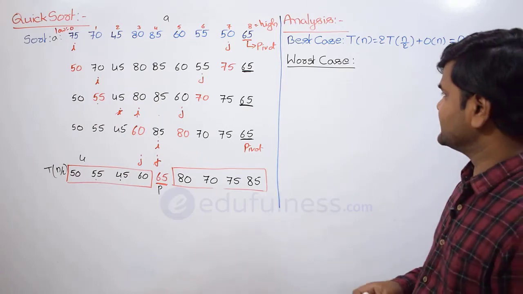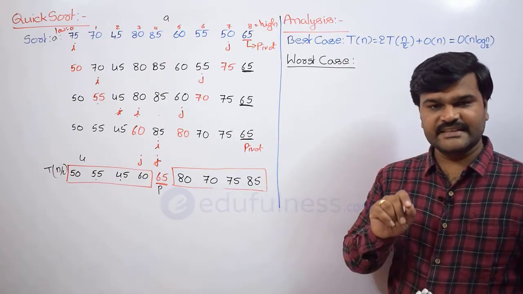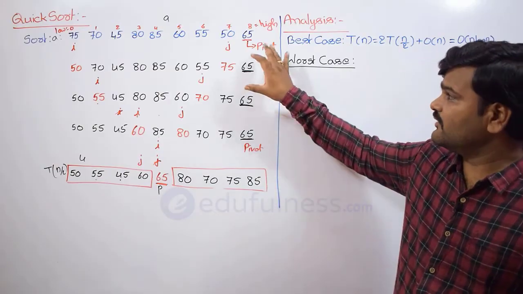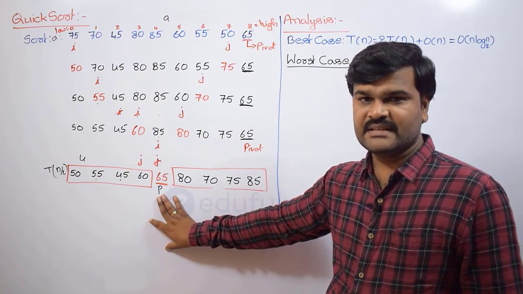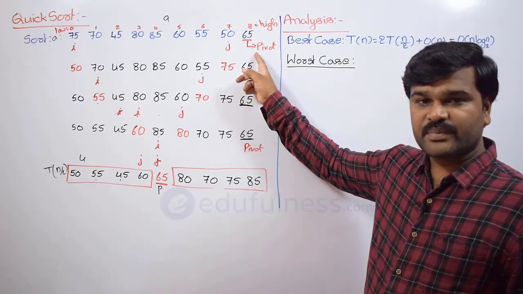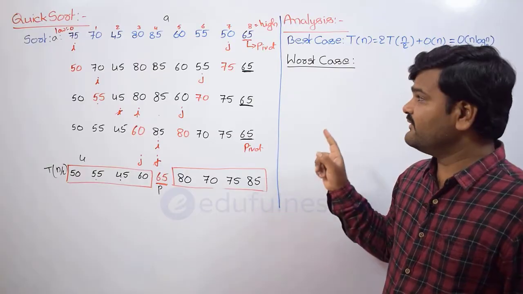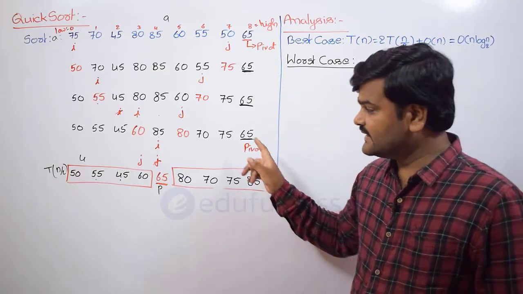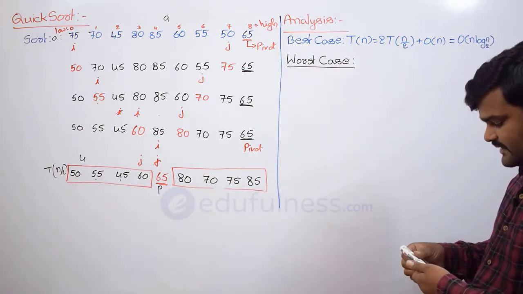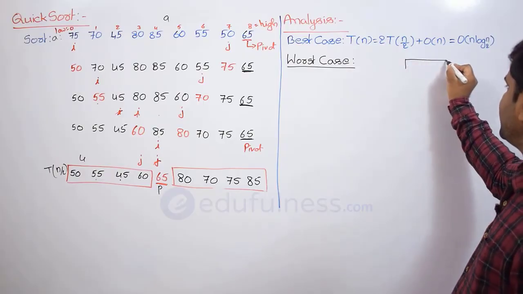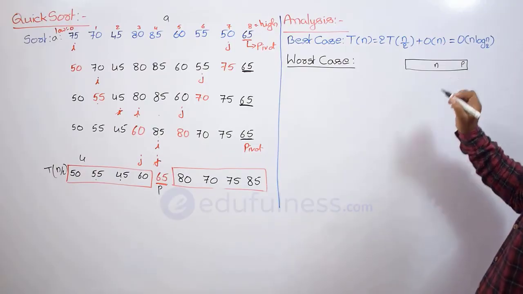Let us see the worst case. It is also very simple. Instead of the pivot element being placed every time in the middlemost position, the pivot is placed either in the first position or in the last position, every time. Let us try to understand this with an example. I have n elements, and of course we select a pivot element.